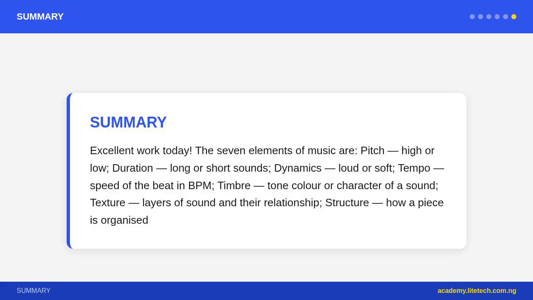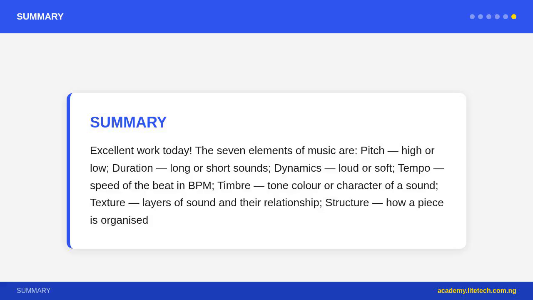Excellent work today. The 7 elements of music are: pitch, high or low; duration, long or short sounds; dynamics, loud or soft; tempo, speed of the beat in BPM; timbre, tone color or character of a sound; texture, layers of sound and their relationship; structure, how a piece is organized. Remember our mnemonic: please don't disturb the tiger's tail strongly. All music in the world, from ancient Nigerian talking drums to modern Afrobeats, is built from these 7 elements.